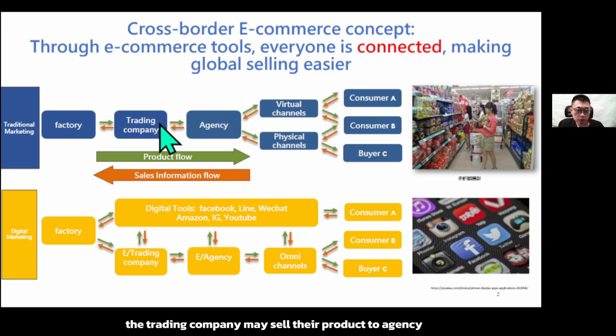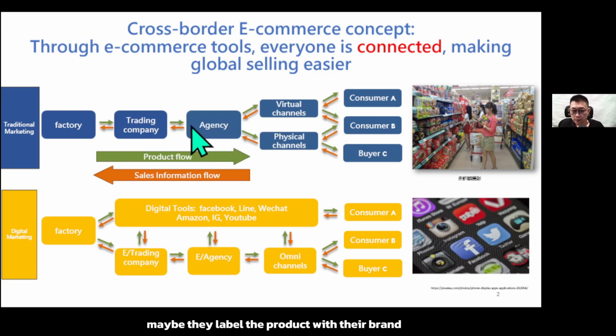Traditionally, the trading company may sell their product to an agency. The agency sells to a channel. Channel means the store, like 7-Eleven, like Carrefour, like Costco. The importer, exporter, trading company help the factory to sell the product.